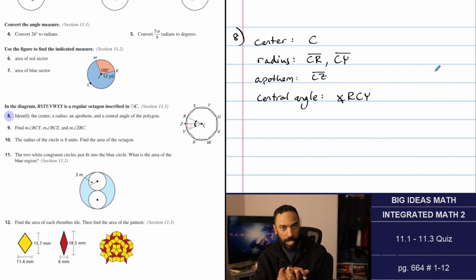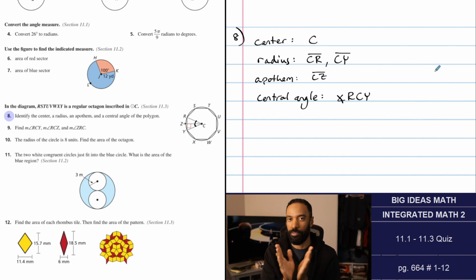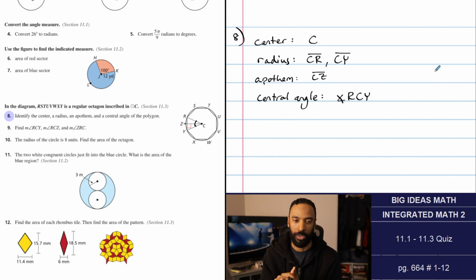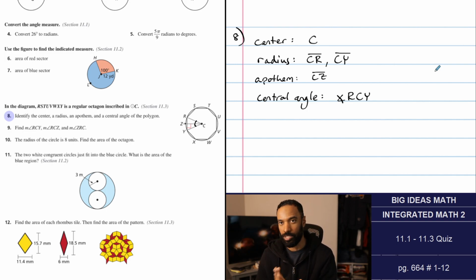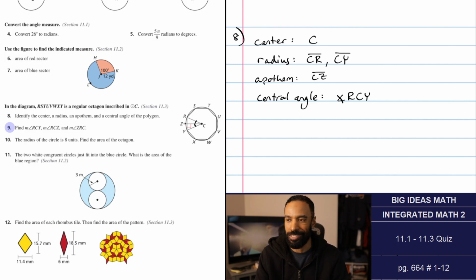Because to find a central angle measure, you divide 360 degrees by the number of sides, or radii, or angles that your regular polygon has. So in an octagon, 360 divided by 8 would give you it. And it looks like we might have to come up with that on number 9. So number 9, we're going to find the measure of angle RCY, RCZ, and ZRC.